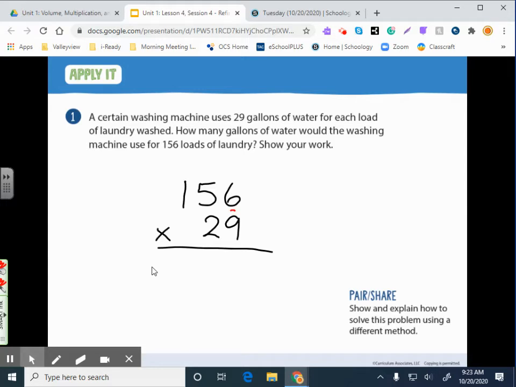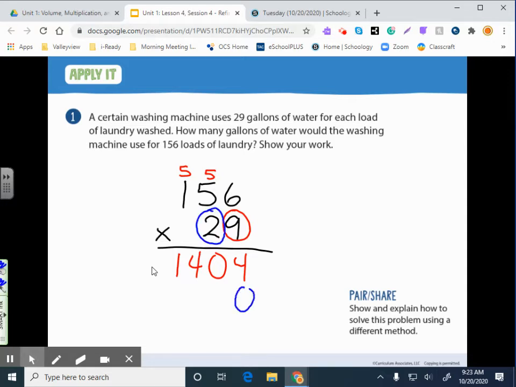I'll do my ones first. We have 9 times 6 is 54. 9 times 5 is 45, plus the 5 gives us 49. Or 50, excuse me, I did that. 9 times 5, 45, plus 5 is 50. I made the same mistake when I did this out on my own at home. And 9 times 1 is 9, plus the 5 is 14. See, even the teacher makes math mistakes sometimes.